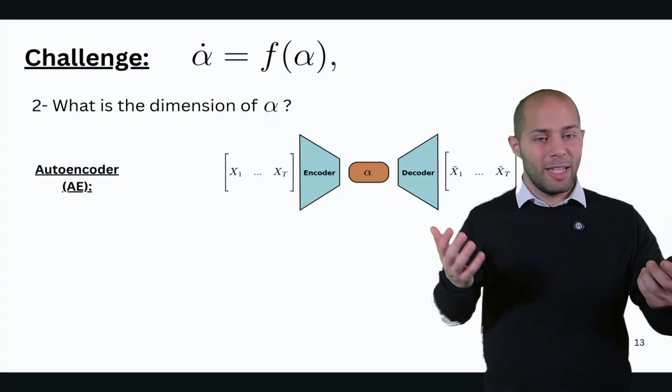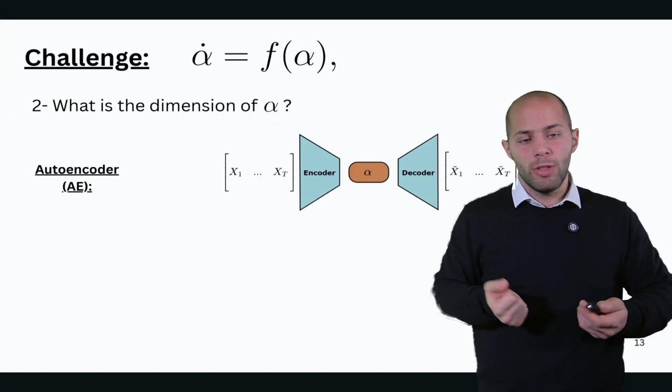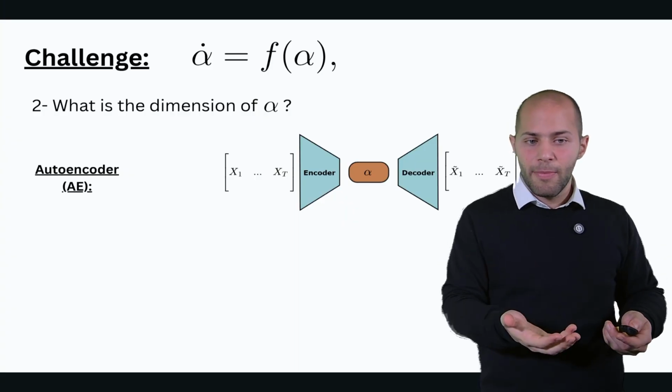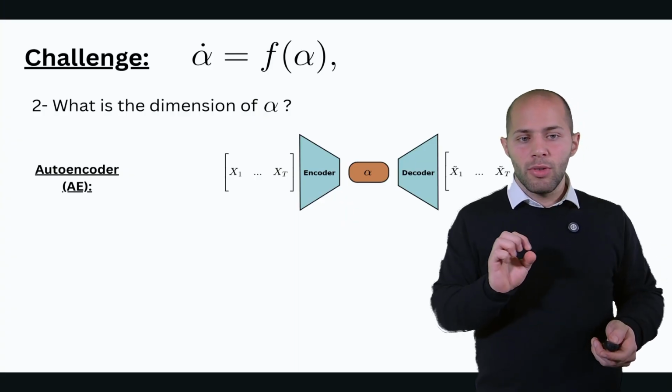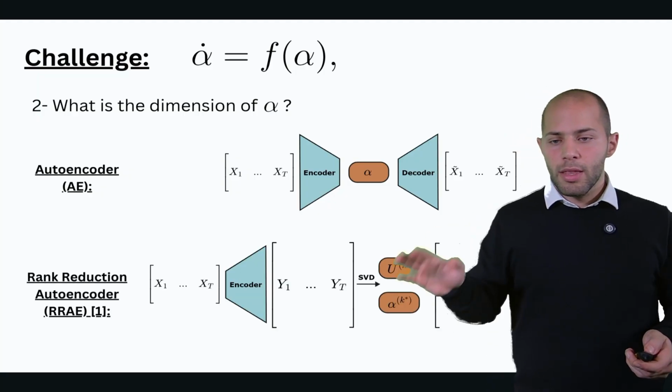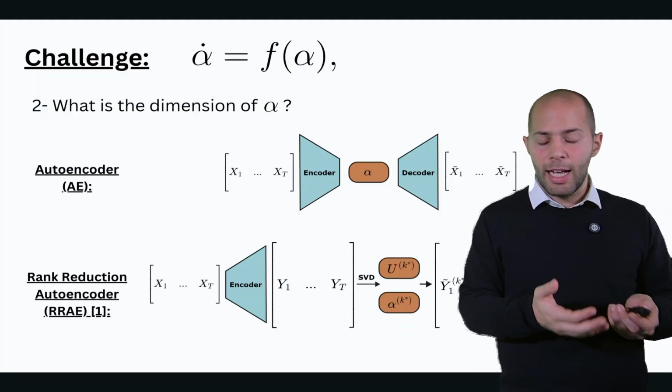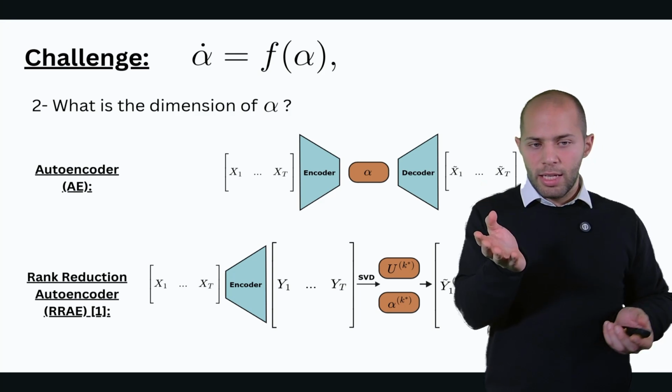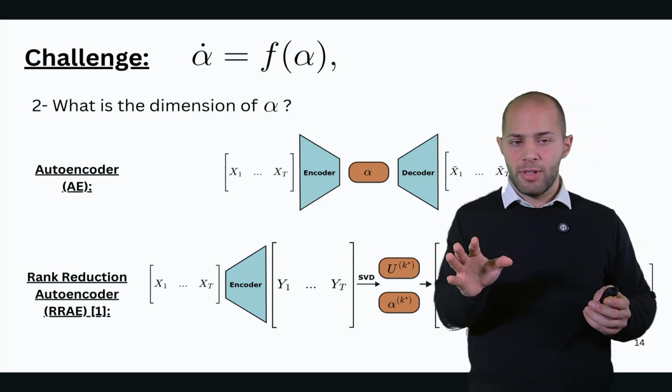I'm just given a video of a fluid running through a pipe, and I want to learn a model that can recreate this video. And the way we do it, we're going to use an enhanced version of autoencoders called rank reduction autoencoder. This model was presented by me and my colleagues last year, and it is similar to a traditional autoencoder with one main difference.